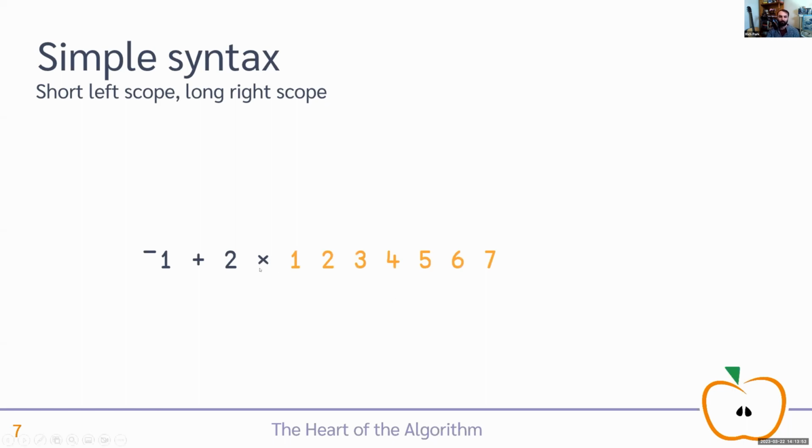Looking left again, we see this times, look to its left, and there is a value here. So that means this multiplication, or this cross symbol, is dyadic multiplication. So we'll do 2 times our list of numbers, and so on and so forth.